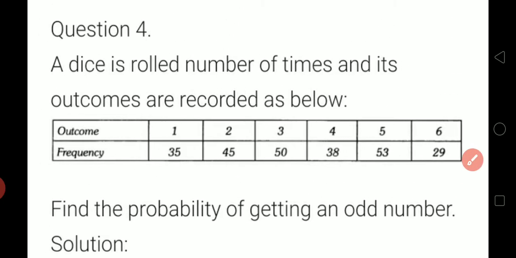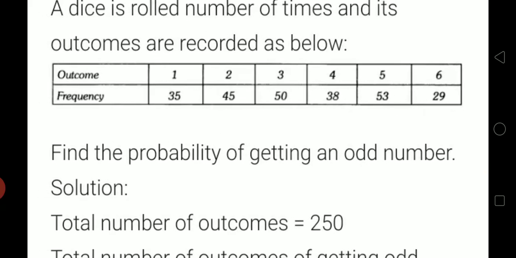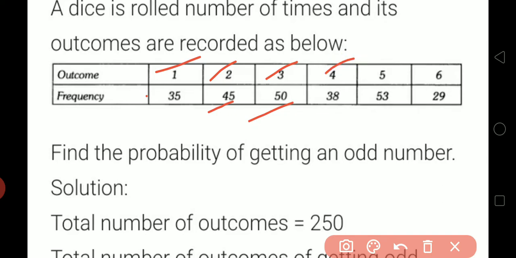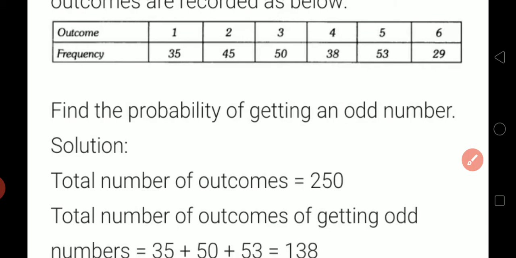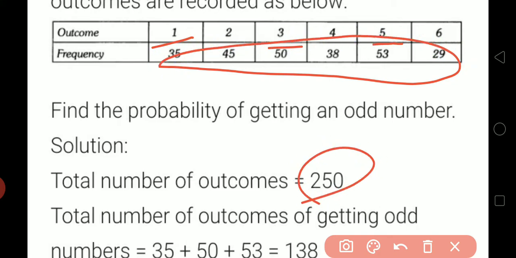A dice is rolled a number of times and its outcomes are recorded. The outcomes you can see here: 1 has frequency 35 times, 2 comes 45 times, 3 comes 50 times, 4 comes 38 times, 5 comes 53 times, 6 comes 29 times. Find the probability of getting an odd number. So let us find the solution. Odd numbers are 1, 3, 5. At first we will find the total of all the outcomes, that is 250. If you add 35, 45, 50, 38, 53 and 29, you will get 250.